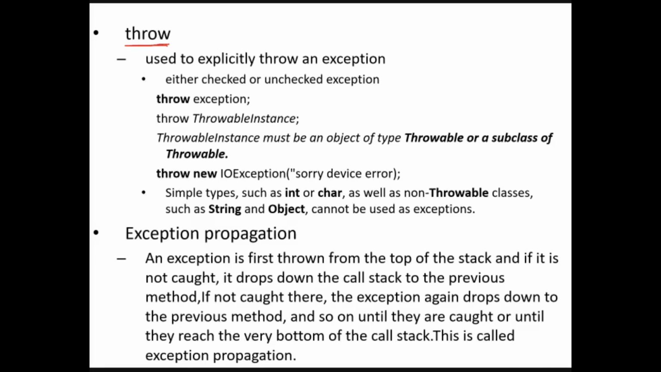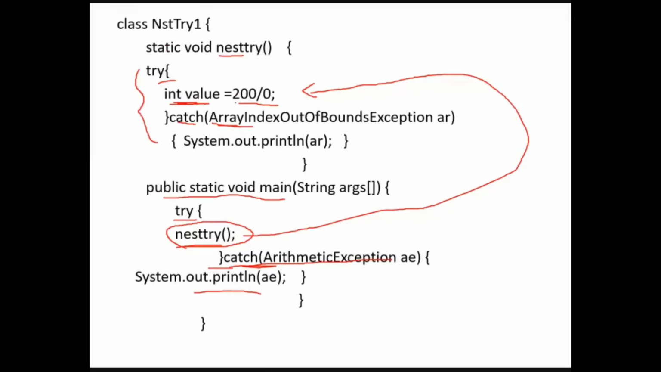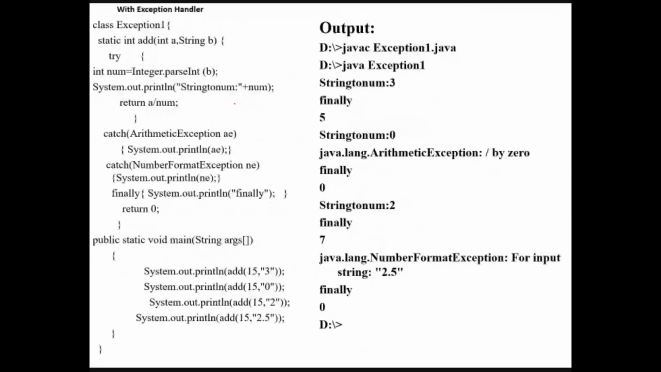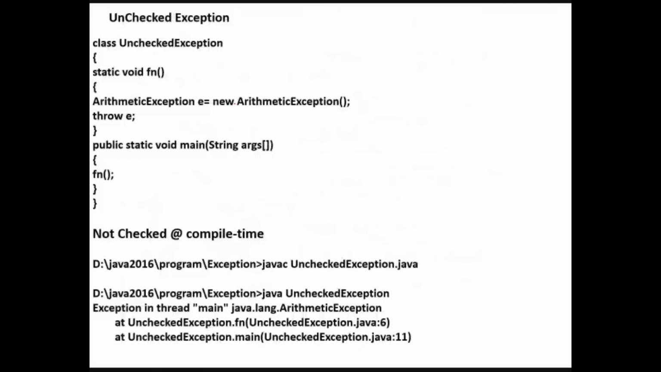We have already seen the throw keyword in several programs. The purpose of throw is to throw an exception manually. Some statements automatically throw an exception; here, this statement automatically throws an arithmetic exception. You can also throw an exception manually. In the previous example, I created an object for ArithmeticException and manually threw that exception.